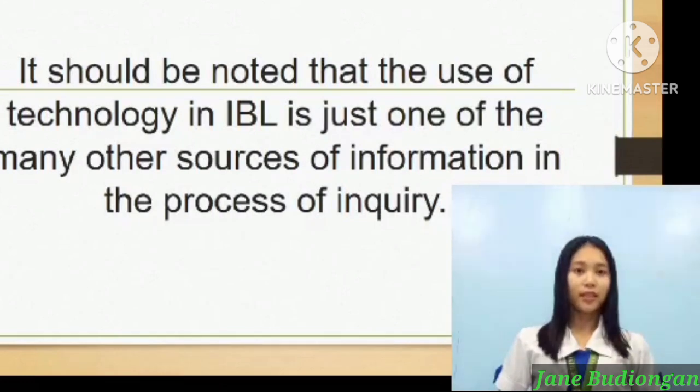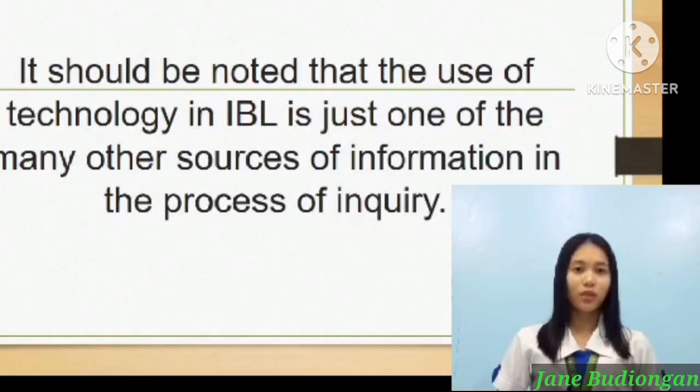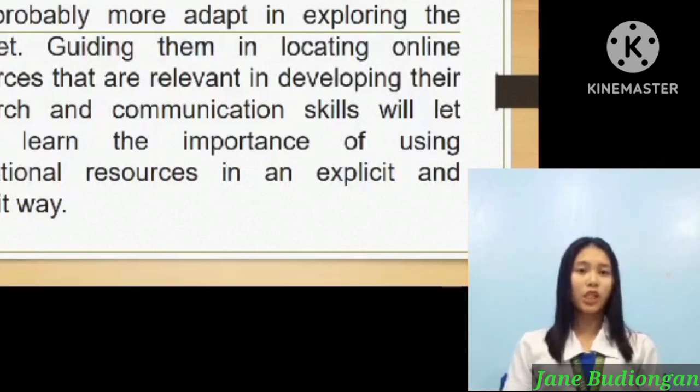It should be noted that the use of technology in IDL is just one of the many sources of information in the process of inquiry. There are other sources of information, not only the Internet, but other sources like human and non-human resources. However, learners are undeniably familiar and probably more adept in exploring the Internet. Guiding them in locating online resources that are relevant in developing their research and communication skills will let them learn the importance of using educational resources in an explicit and implicit way.